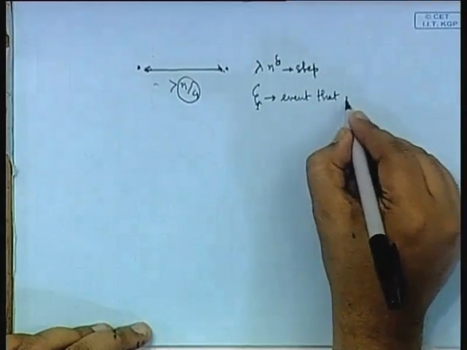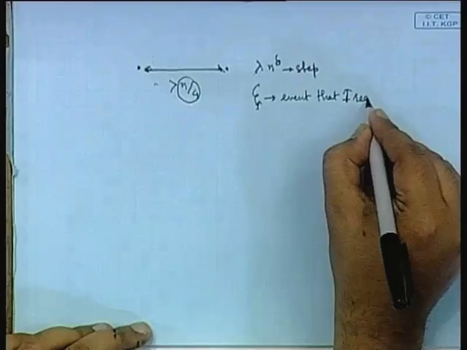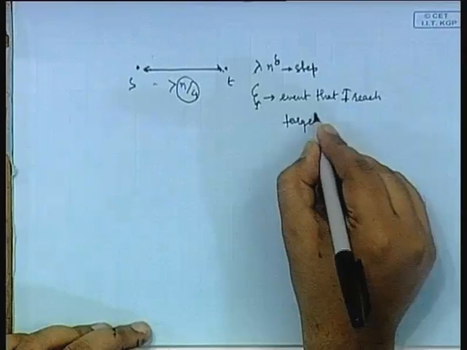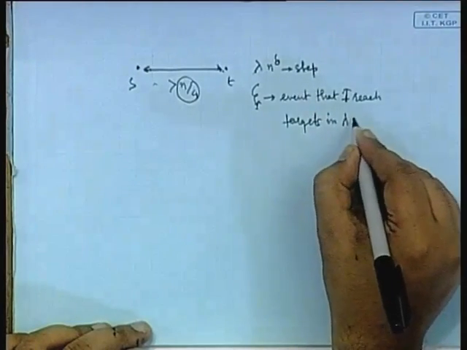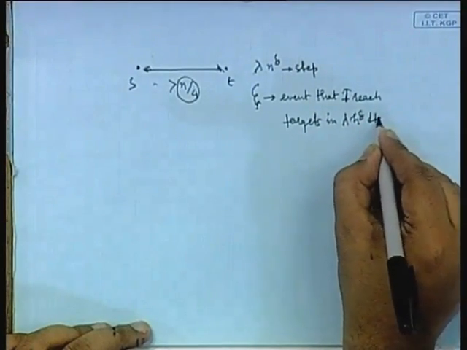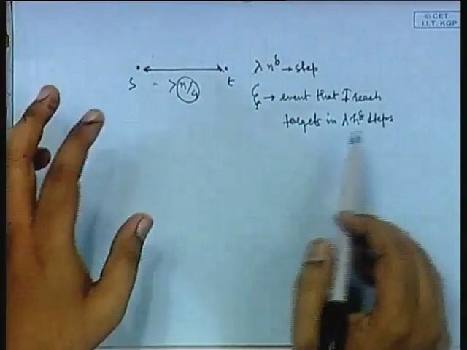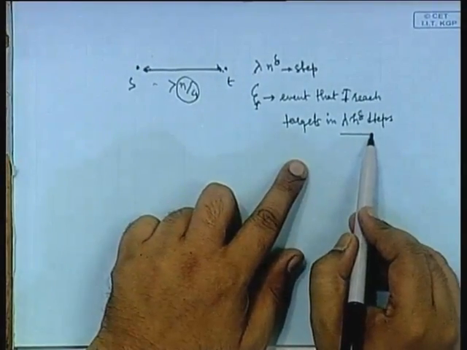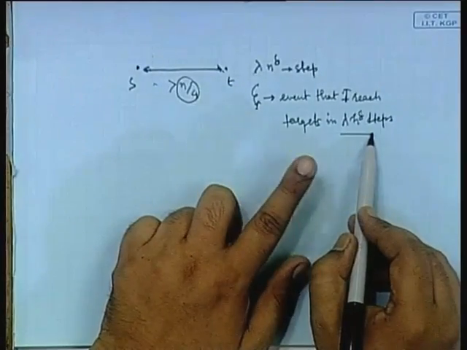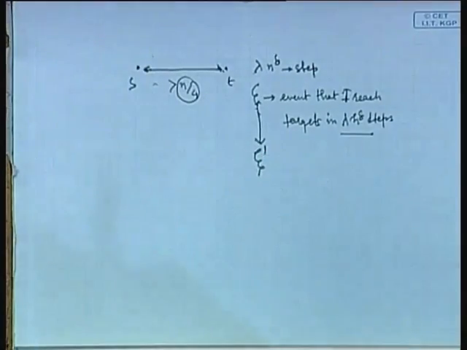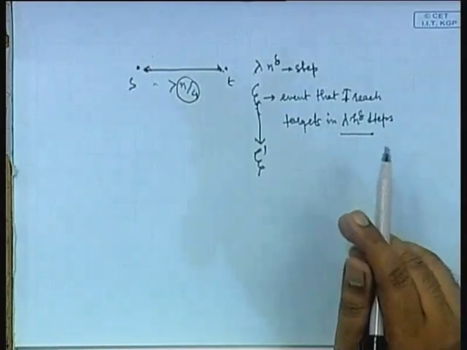that I reach the target in n by 1 steps. Now it can be shown that if you have to reach this target within this time step, you have to have a long link.